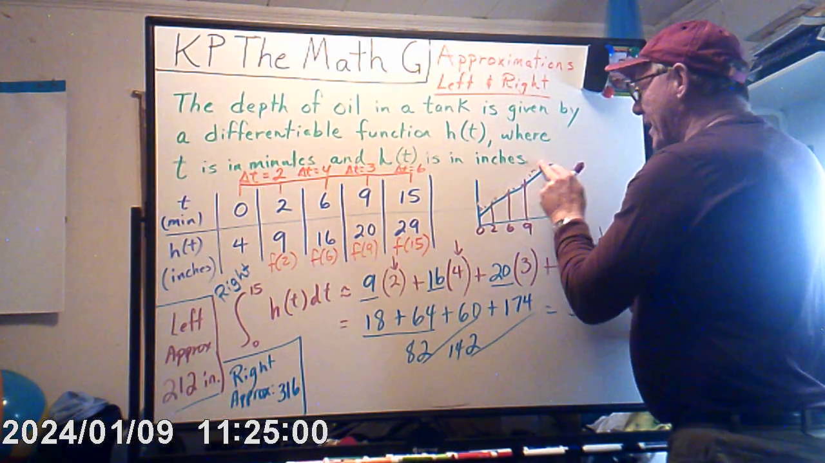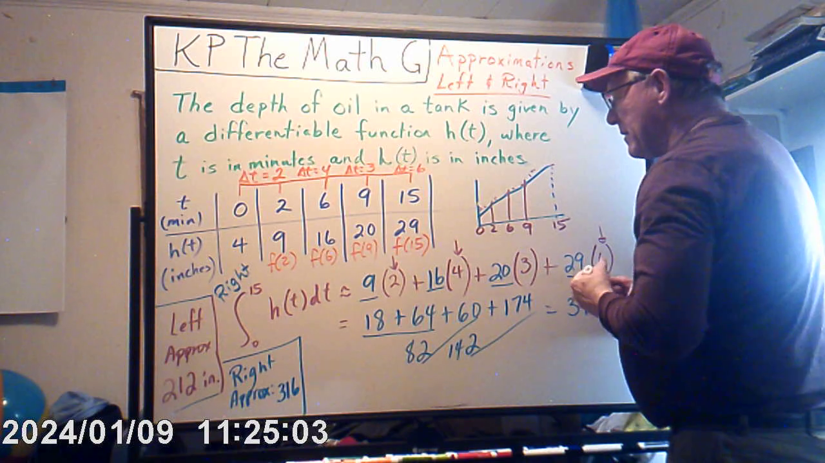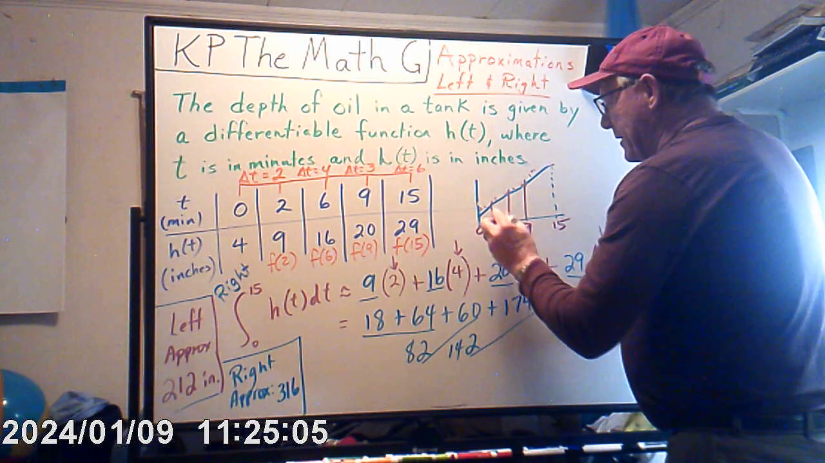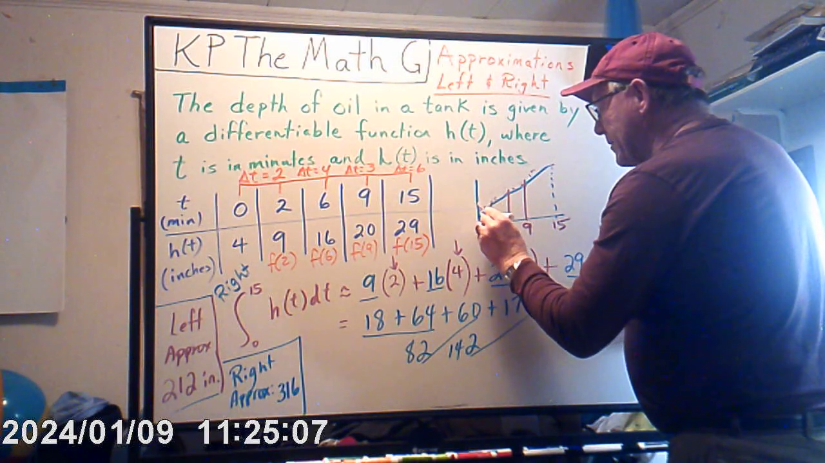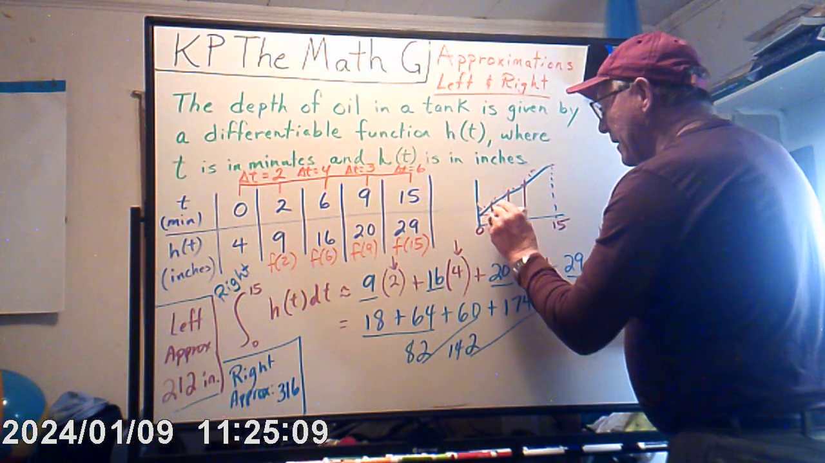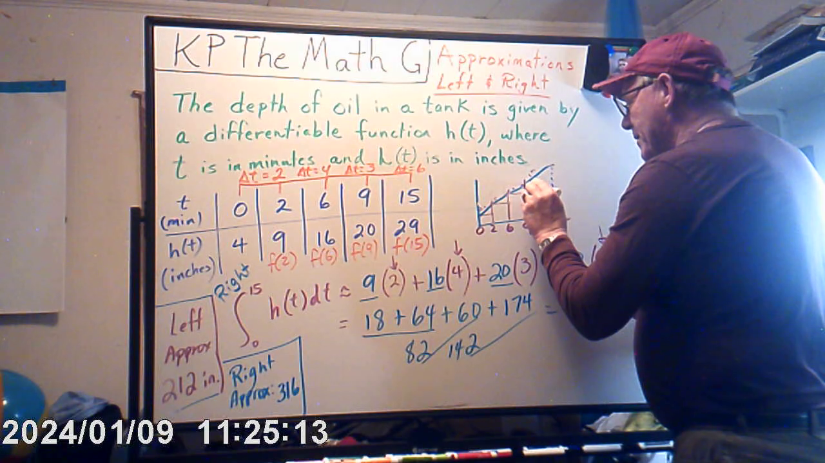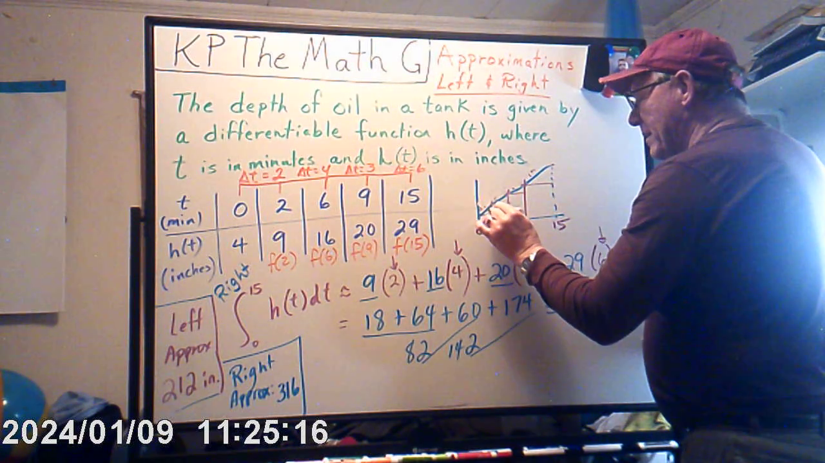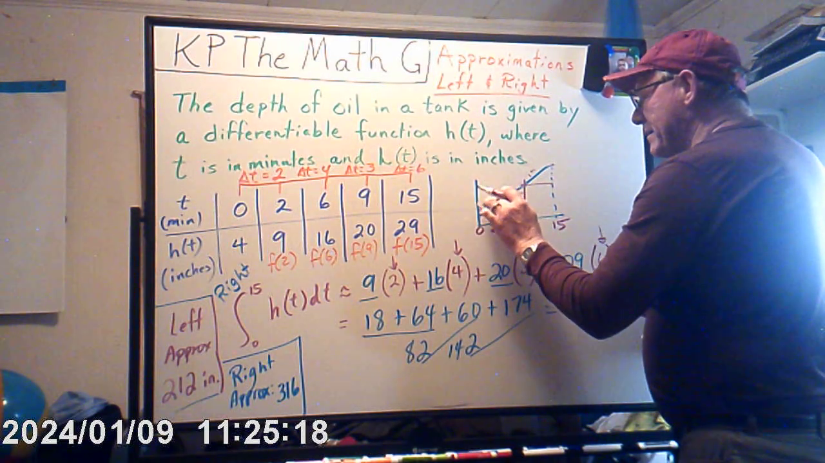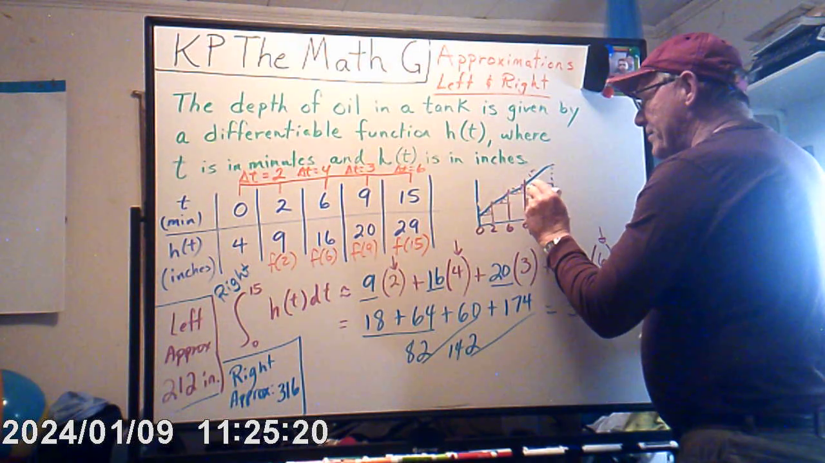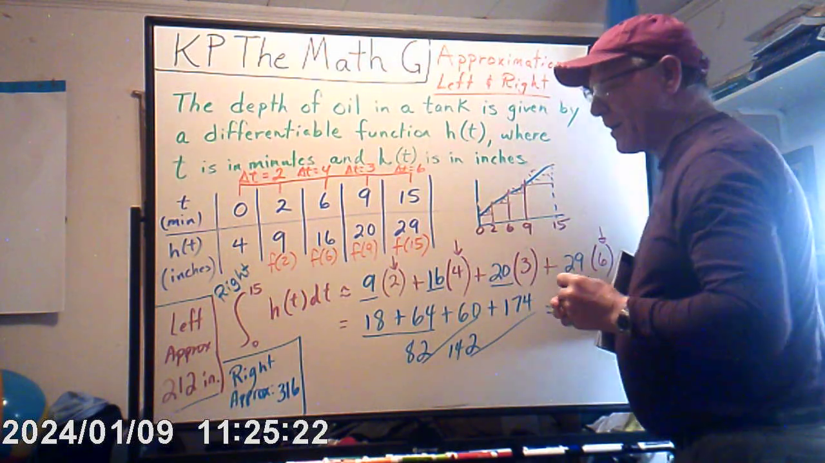If you do the left side like this, a left approximation would be more in tune with this. Up here, and then up here, and then straight across. You have a lot of gap up here like that, and I did this in a previous video. This is definitely an underestimate.